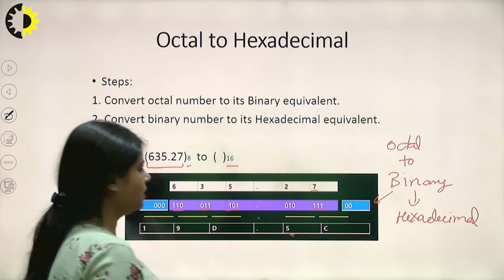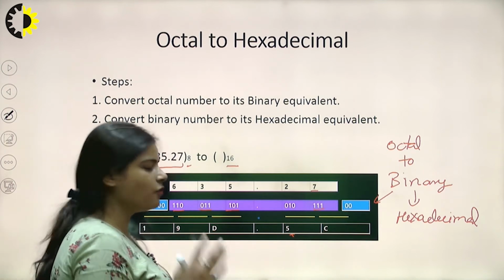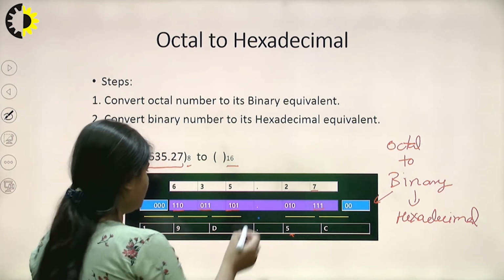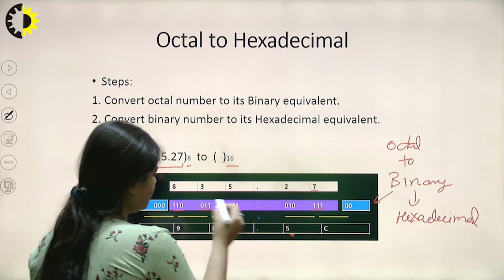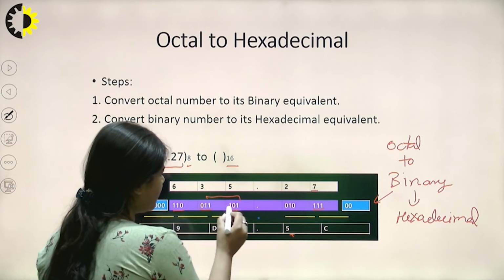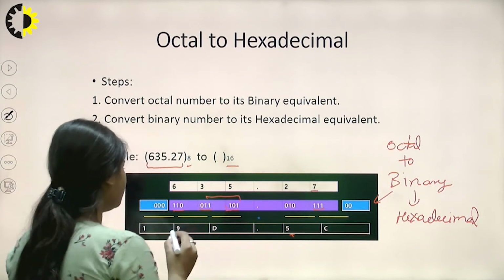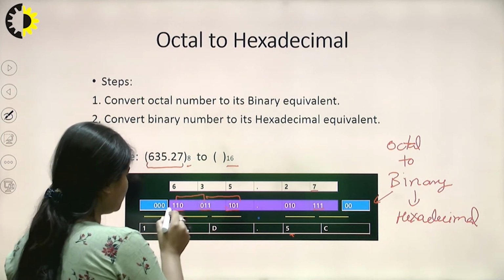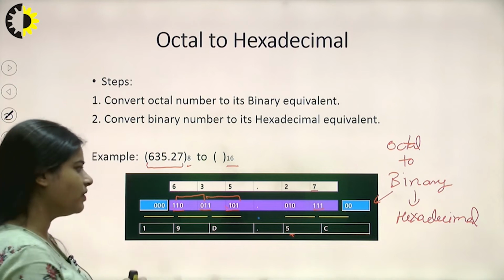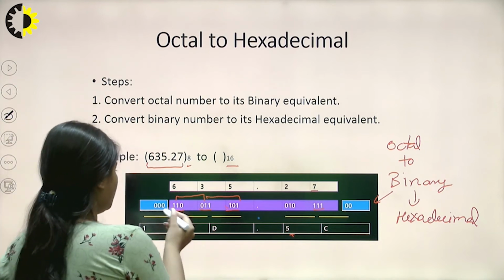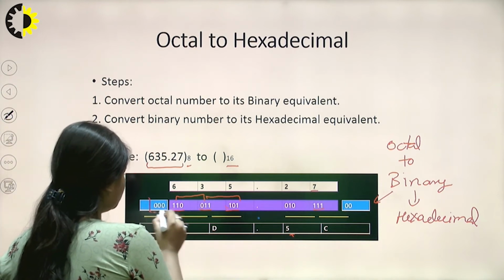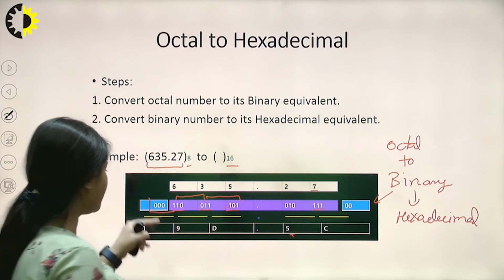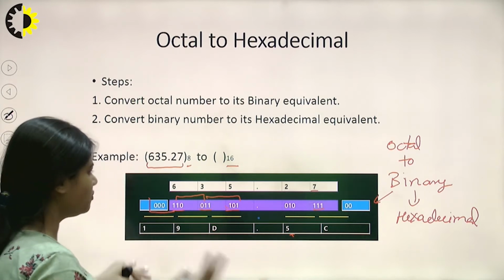First of all, we have to make 4-digit groups. So the first 4-digit group is 1101. Another one is 1001, and now we have only a single digit here. So we will add 3 zeros. So 0001, we have added 3 zeros here to make a combination of 4 digits.